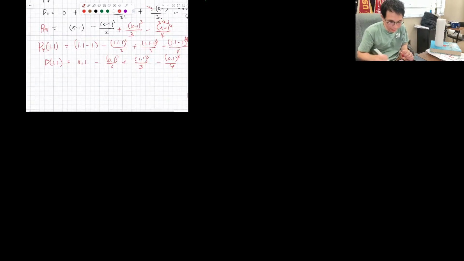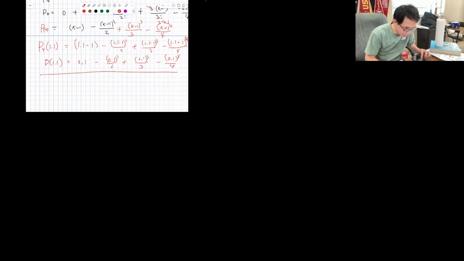So that's the approximation of this. But how accurate is this? How do we decide the accuracy? Is the accuracy plus or minus 0.1 or plus or minus 0.01? We've got to go find out what the accuracy is. That's why we need a remainder to figure it out. That's why we need a remainder, right?